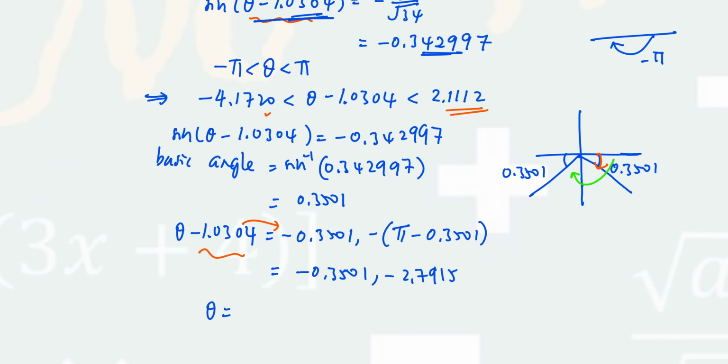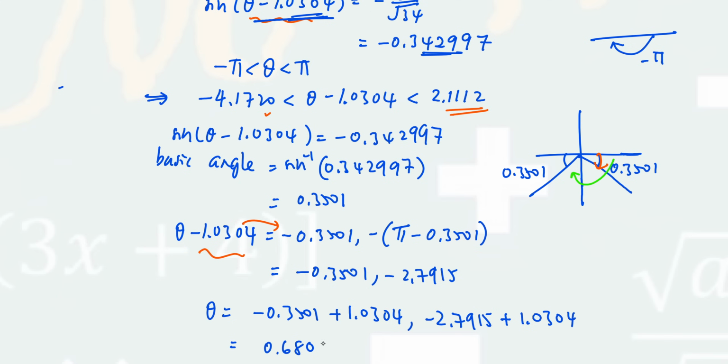And now your theta, so move this negative value to the right side. When you move it to the right side, it becomes plus. So I will be getting negative 0.3501 plus 1.0304, and the other one is negative 2.7915 plus 1.0304. So at last, you will be getting 0.6803 and negative 1.7611.